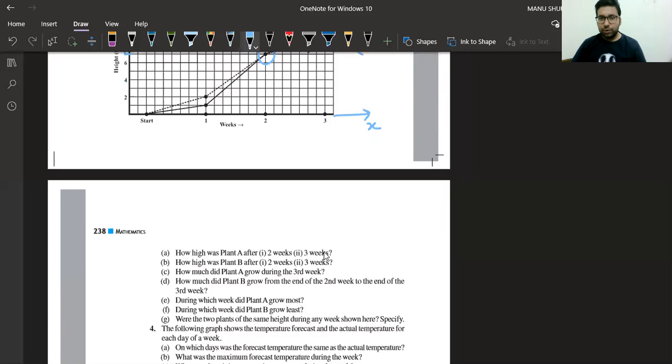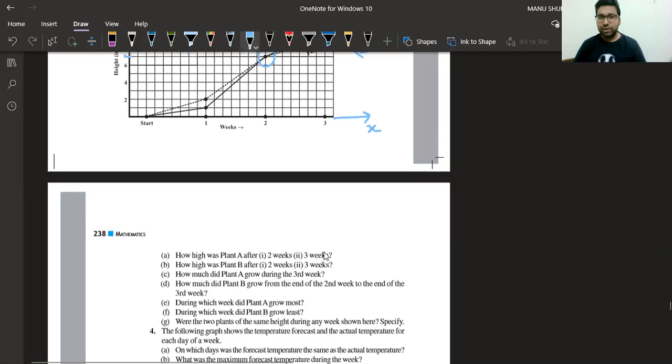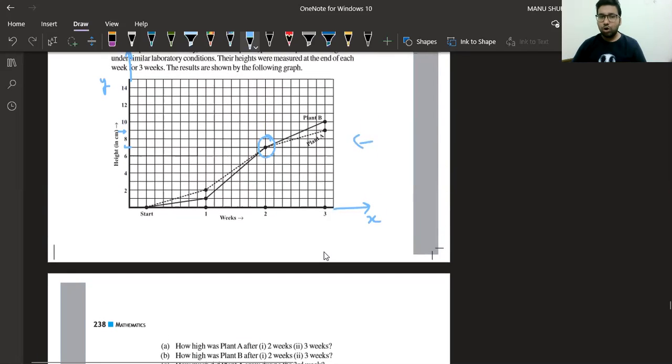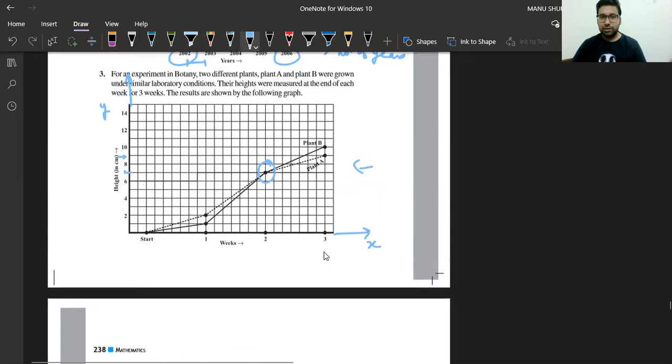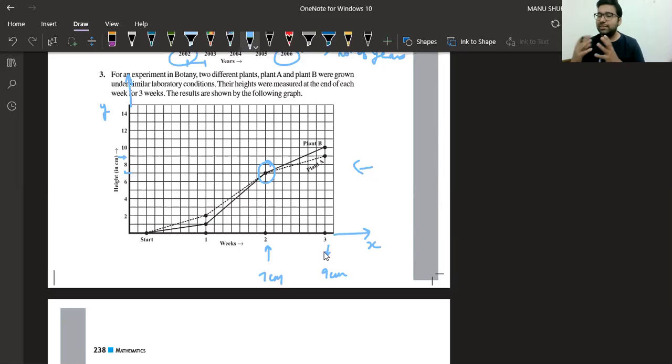How much did plant A grow during the third week? Class, try to see how much plant A grew in the third week. Tell me the answer. You have to see that at the end of the second week it was 7 centimeters, and at the end of the third week it is 9 centimeters. So we can say it has grown by how much? 2 centimeters in the third week.